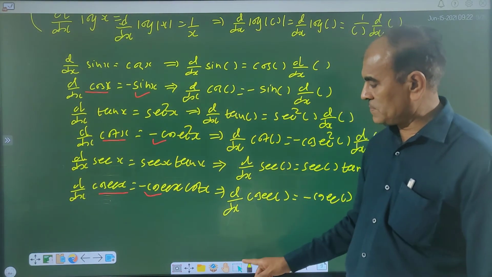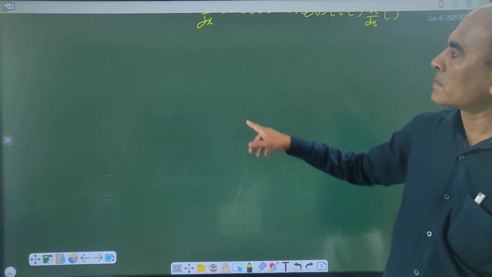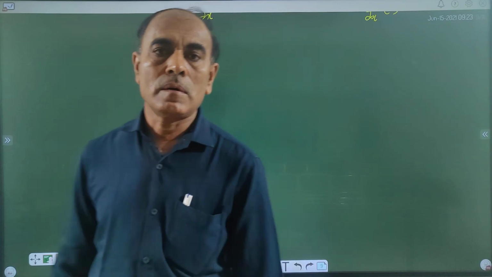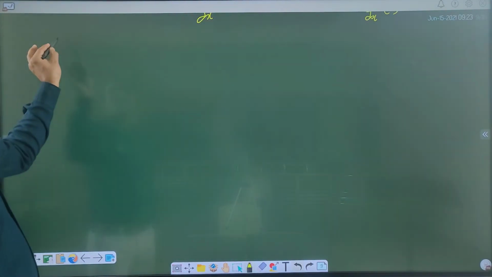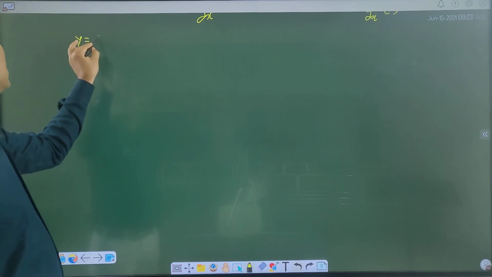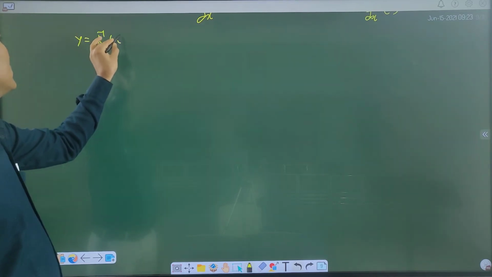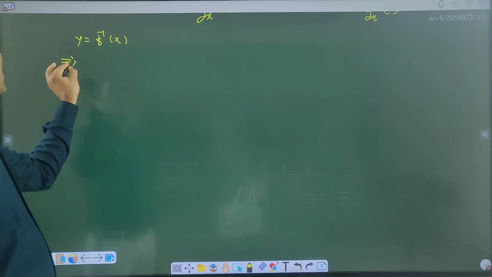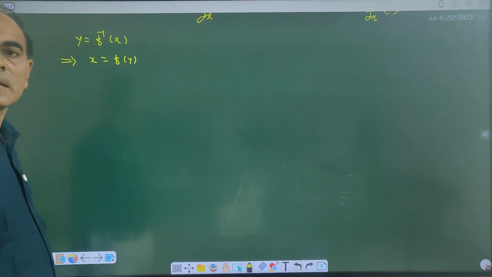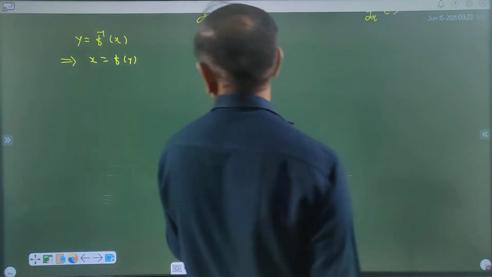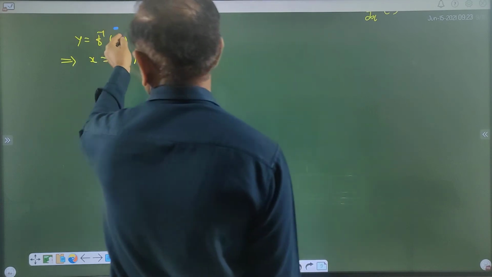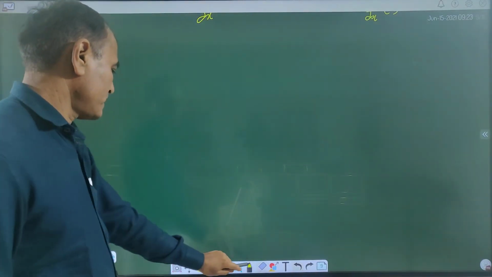Keep one thing in mind: a function is differentiable only on an open interval. Now see, y is equal to f inverse x. Can we say x is equal to f of y? Yes. Before that, let us see first of all the notation of derivative.